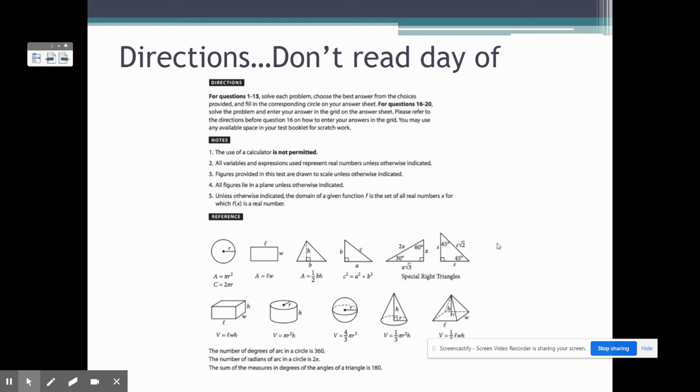And domain, you don't have to worry about restrictions unless otherwise indicated, for which it's a real number. So you do have to worry about restrictions, actually. Dividing by 0 and square roots of negatives, you do have to consider. These are the formulas they give you. Notice it's almost all geometry, area, volume, and these two guys, special right triangles.